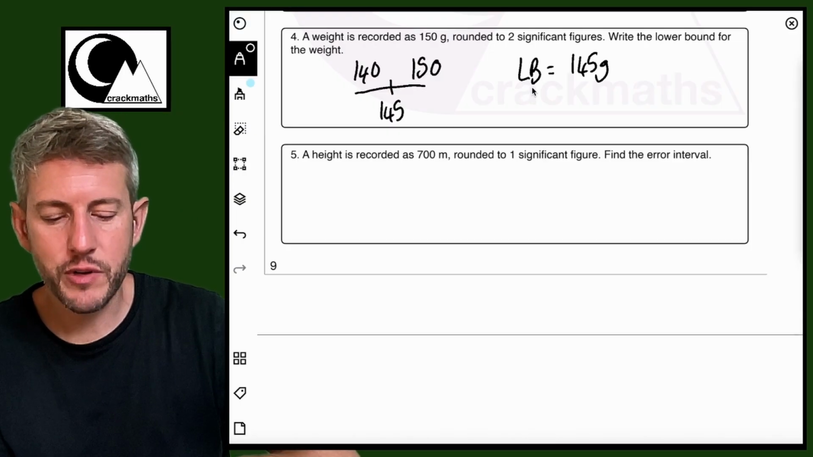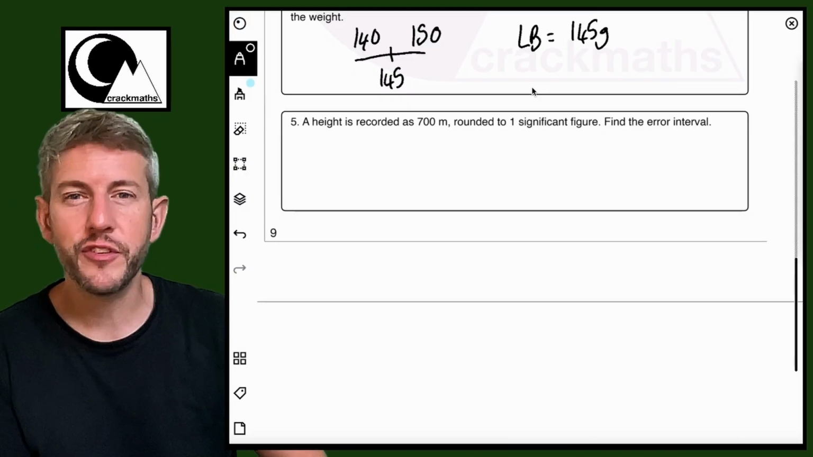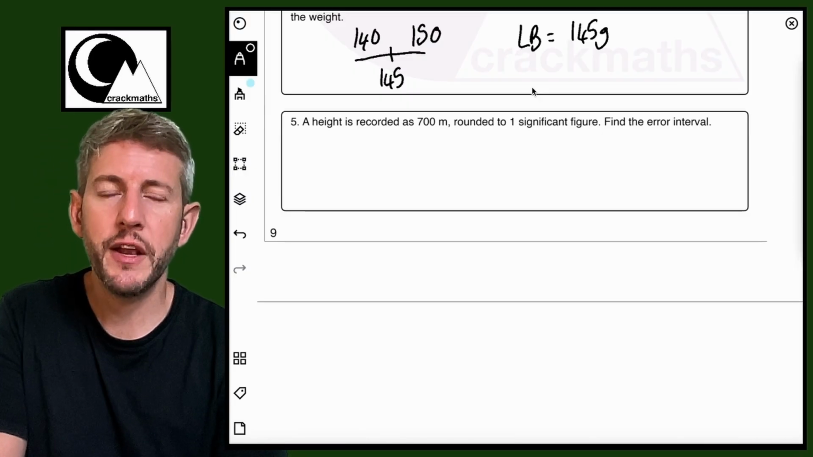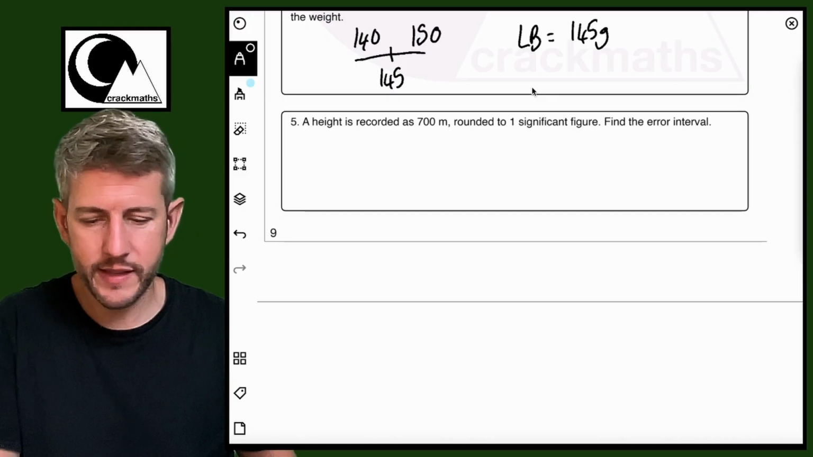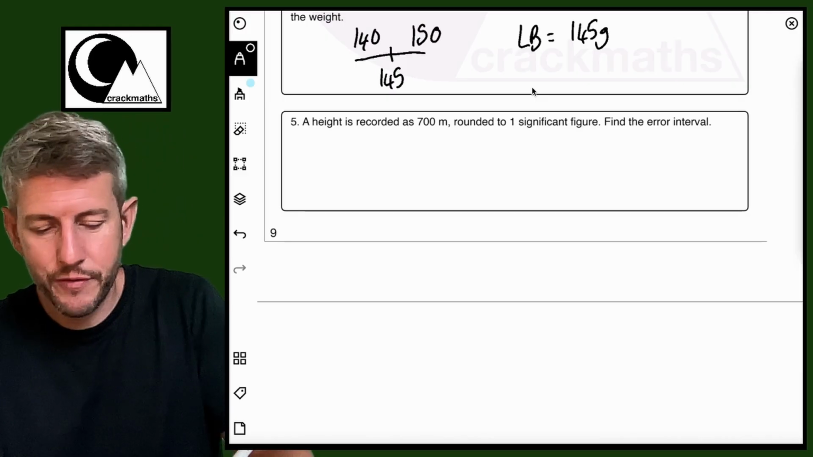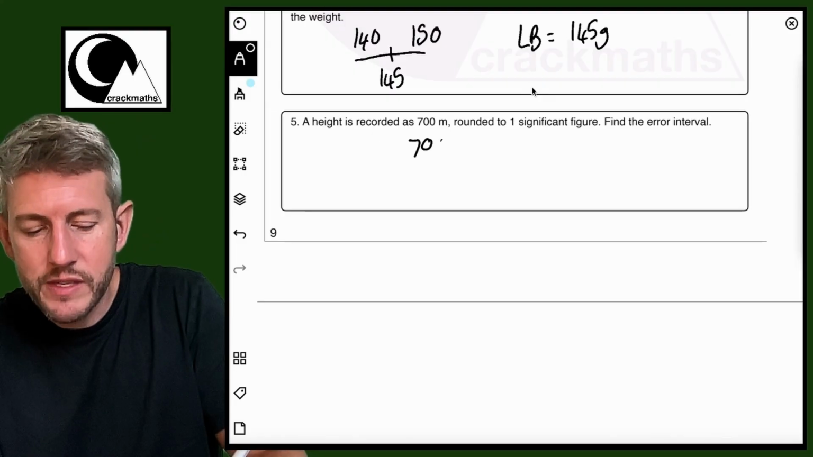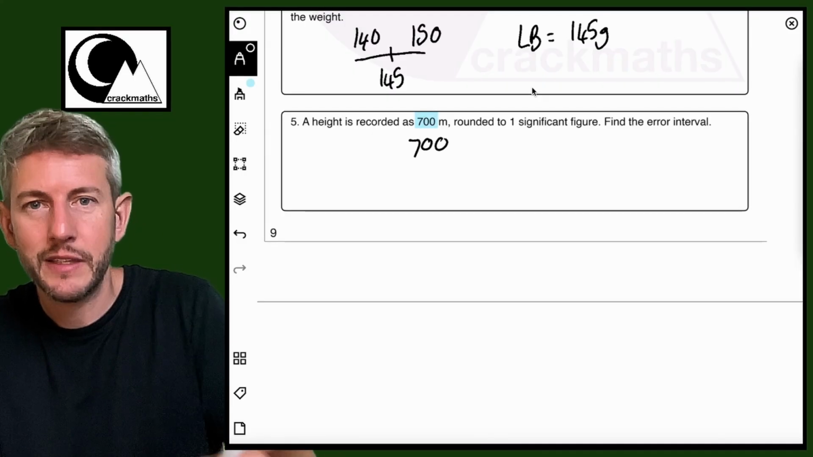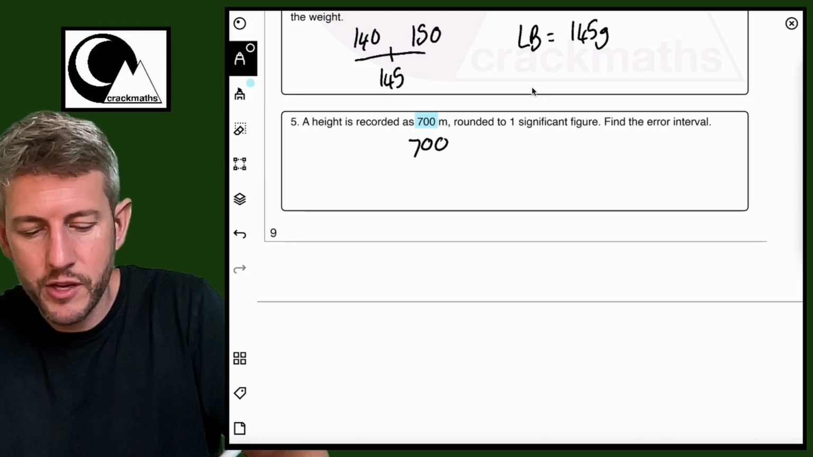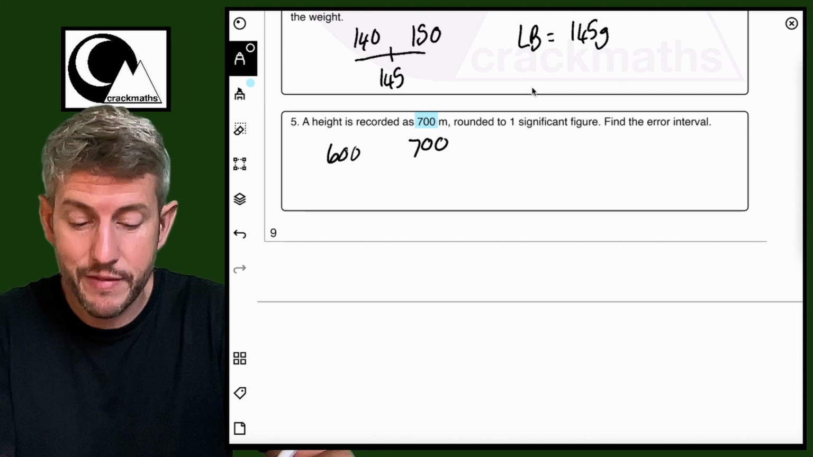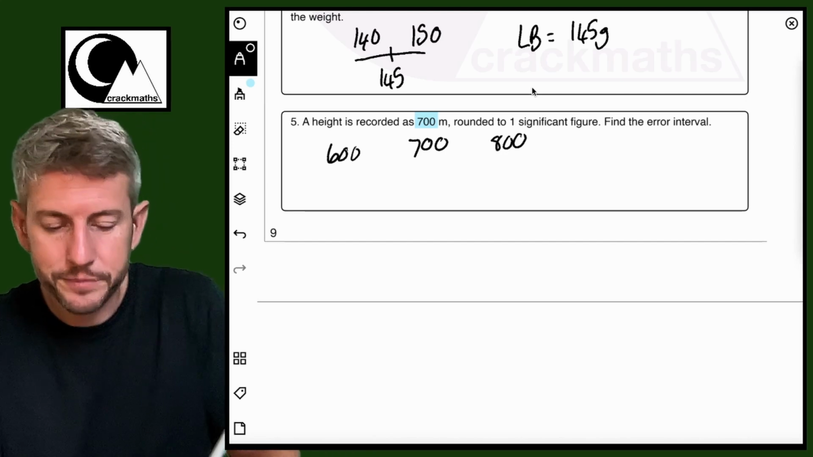Okay, right, question 5. A height is recorded as 700 metres rounded to 1 significant figure. Find the error interval. Okay, so the height is recorded as 700 metres correct to 1 significant figure. So that means we rounded to the nearest 100, because one significant figure means the first value. Okay, so it was going to be 700. If it wasn't 700, it was going to be 600. If it was larger than 700, it was going to be 800.